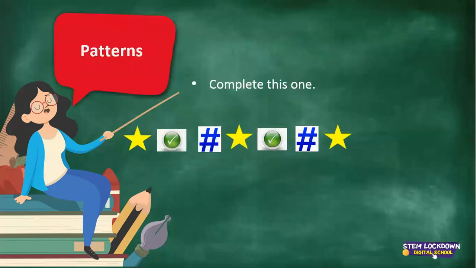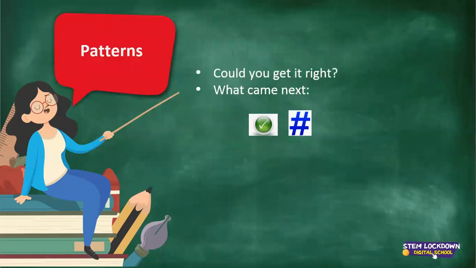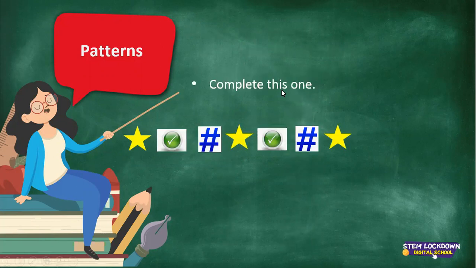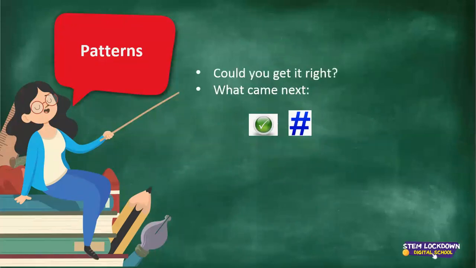Patterns. You are going to complete this pattern. What do we have here? We have a star, a tick, and a hash. Then we're repeating again, a star, a tick, and a hash. And then we get a star. What are the following ones? And what is next? Yes, did you get it right? It's a tick and a hash.